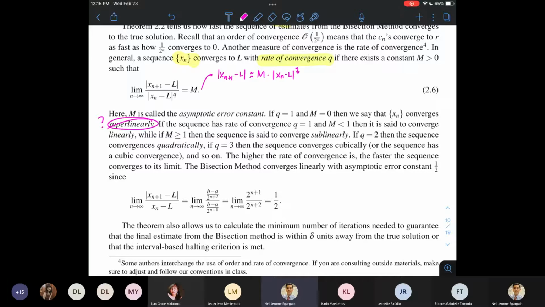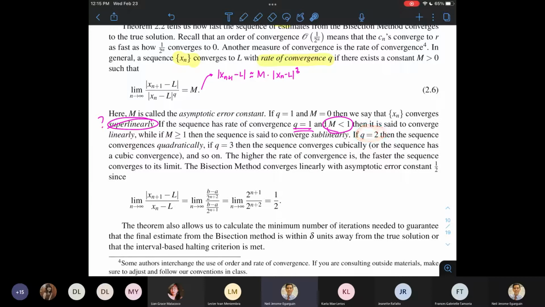Okay. But if the rate of convergence is 1 and m is less than 1, then we say that the sequence converges linearly. Kasi yung Q, parang siya yung order, parang siya yung degree nung convergence. So this converges linearly. If in the case that m is greater than or equal to 1, then we say that the sequence converges sublinearly. Okay? So, ibig sabihin, mas mabagal kasi yung m ay mas malaki kay 1. So, mas mabagal siya kesa dun sa linear convergence.